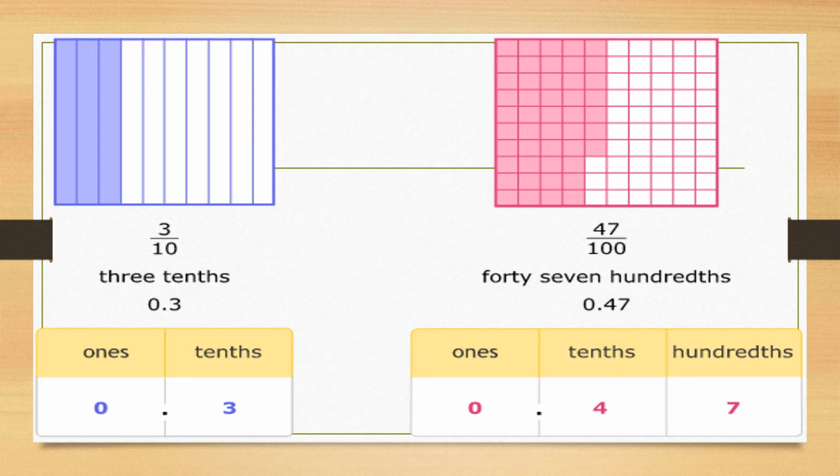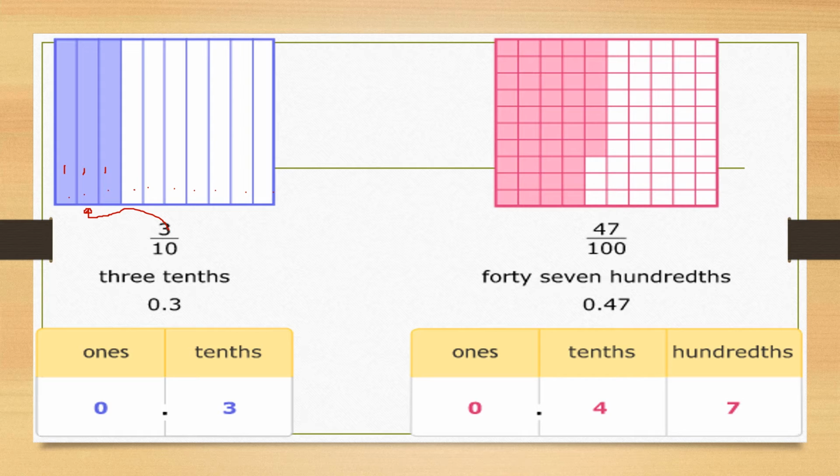We have here 3 over 10. Okay, why 3 over 10? 3 represents the number of shaded columns over here, which is 1, 2, and 3. That's where we got 3. And then how many columns? We have 1, 2, 3, 4, 5, 6, 7, 8, 9, and 10. Therefore, our denominator is 10. So, in fraction, that is 3 over 10. And if we're going to write that one in decimals, it's 0.3.